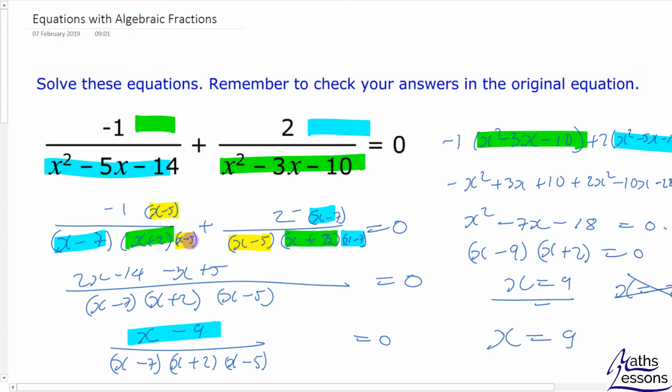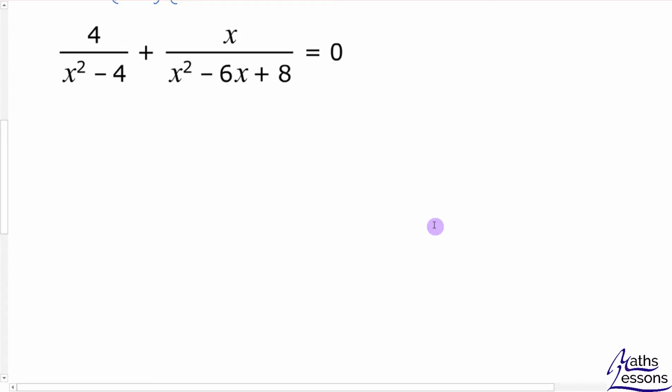But x equals 9 can go into all the bottom bits and you won't get a 0 on the bottom, so hence that one disappears. So adding together as a single fraction is a much more straightforward way of getting to the answer. So have a go at this one. 3 minutes, off you go.